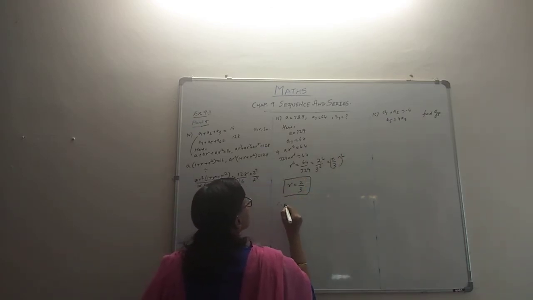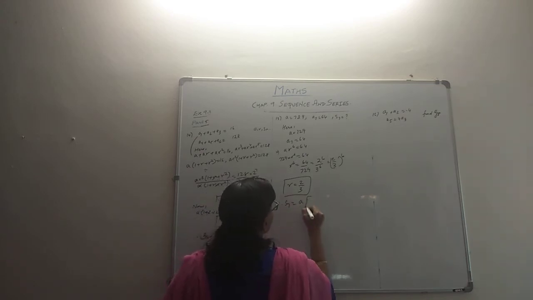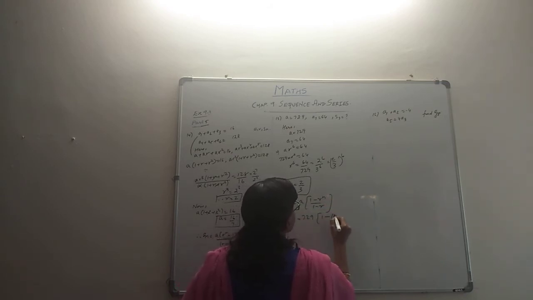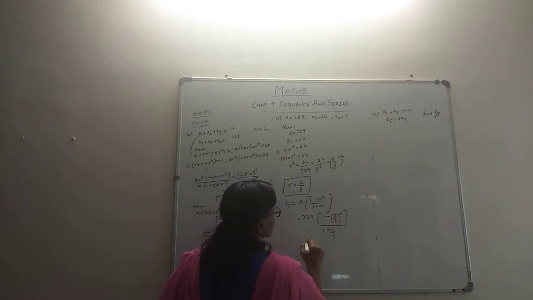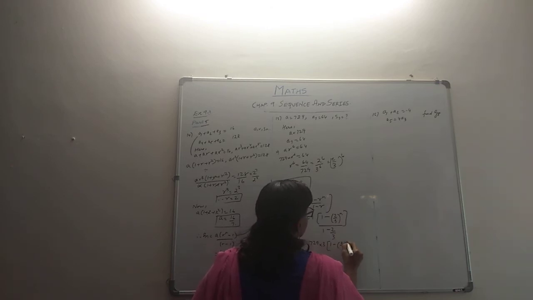Now what should be the S7? By formula it is a into 1 minus r raised to n by 1 minus r. So a for us is 729, 1 minus 2 by 3 raised to n, and 1 minus 2 by 3. So that's 1 by 3. Then you can have 729 by 1 by 3. So that can get multiplied here. Let's see.